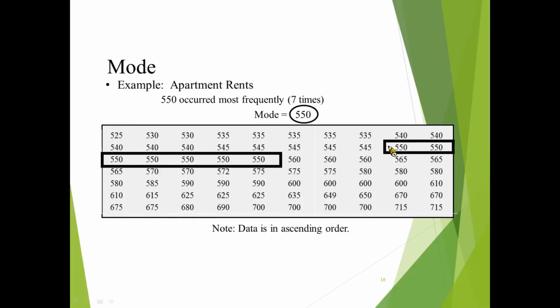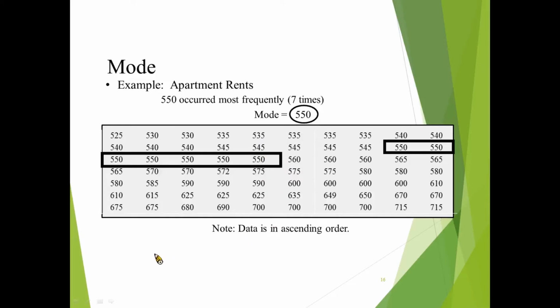So you can see this apartment rent example. You can count the number. You see the $550 occurs 7 times, more than any other number. Okay, so you can see this is the 550.